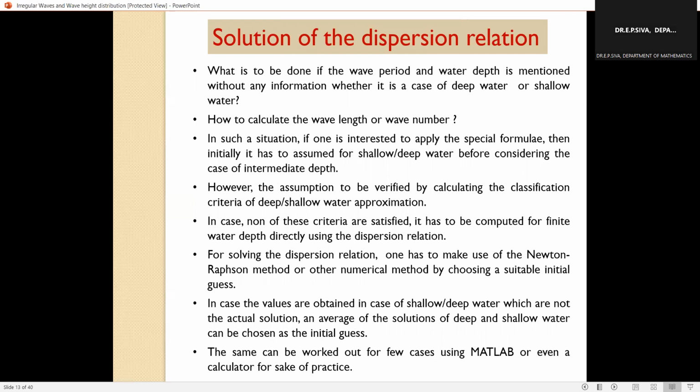So what is to be done if the wave period and water depth are mentioned without any information on the type of wave? These are some of the ways you can solve this problem. I give this for those who are interested to know more. There are some students who want to know this, and this slide will be very helpful to them, because many times they see how I have been stuck, but then I have compiled some of the things for the students here.